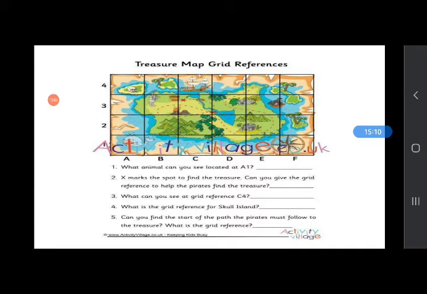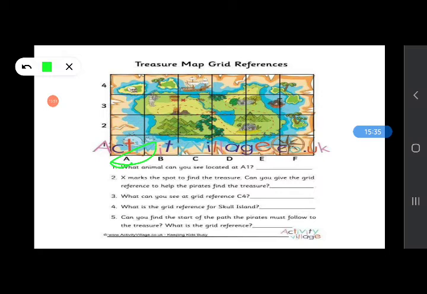So here you can see there is a picture with grids given, and we need to find the places by these instructions written here. First question is, what animal can you see located at A1? So this is A and this is 1. So we can see a big fish here, A1.